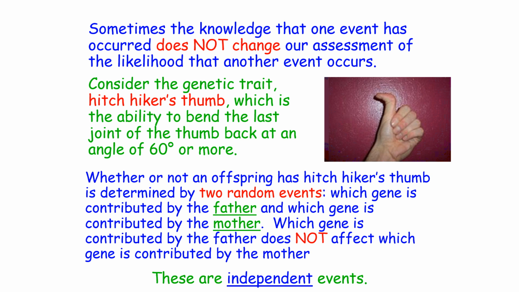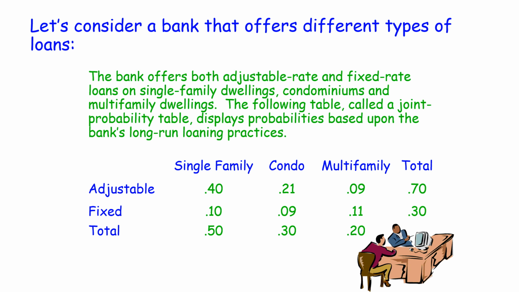These are independent events. Let's consider that a bank offers different types of loans. The bank offers both adjustable rate and fixed rate loans on single-family dwellings, condominiums, and multifamily dwellings. The following table, called a joint probability table, displays probabilities based on the bank's long-run loaning practices. Take a look at the data now. What is the probability of an adjustable loan? Here we see that it's a total of 0.70.